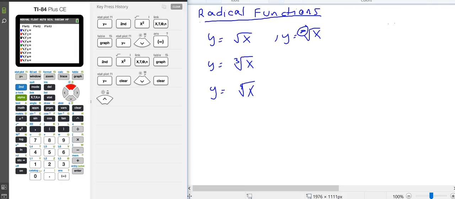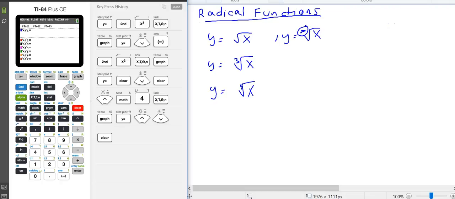So to get the cube root symbol, we go into math and scroll down to 4, or just press the 4 button. And you'll notice there's a little 3 next to the radical symbol. That means we're doing cube root. And let's put an x and graph. This is what a cube root graph looks like. Let's just look at the fourth root.